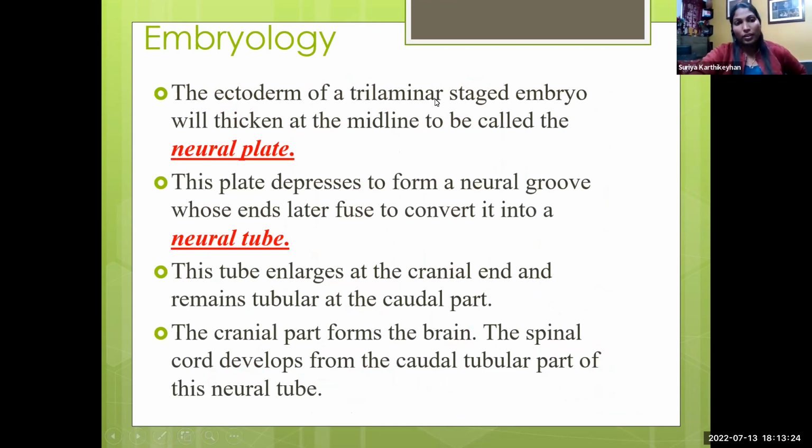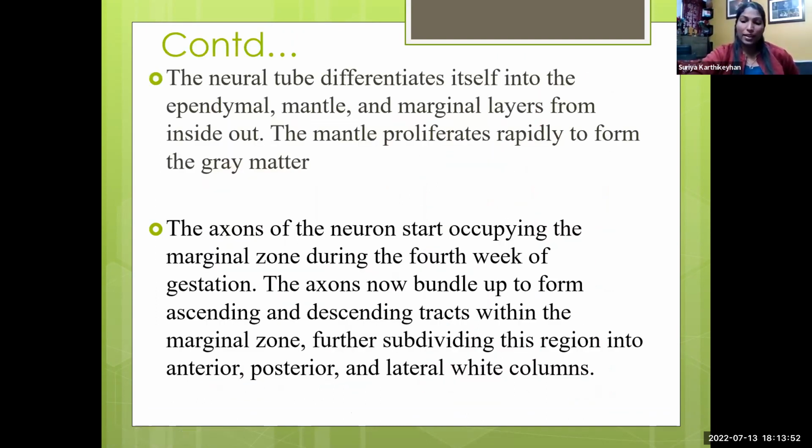The ectoderm of the trilaminar embryo will thicken at the midline to be called the neural plate. Then this plate deepens to form a neural groove, whose ends later fuse to convert it into a neural tube. Initially, it was a flat structure. When it deepens and then unites, it will form a tubular structure. This tube enlarges at the cranial end and remains tubular at the caudal end. The cranial end is going to form the brain, and the spinal cord develops from the caudal tubular part of the neural tube.